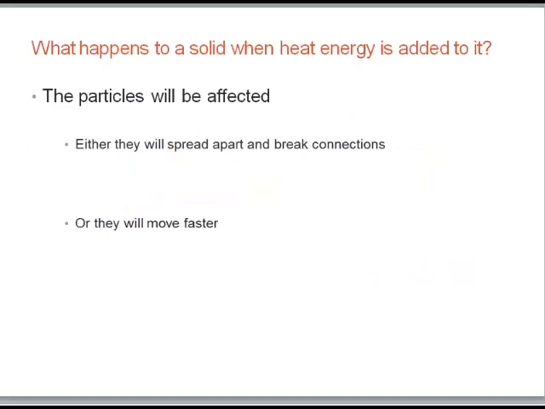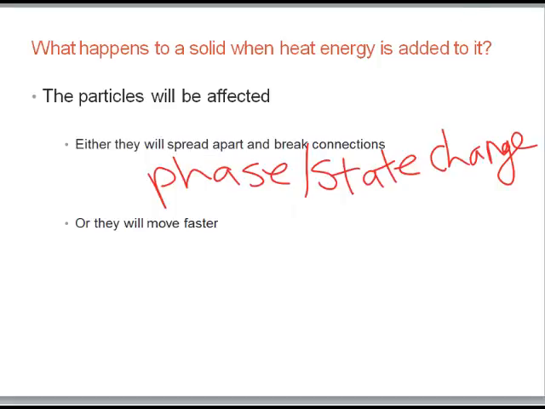So the question is, what happens to a solid when heat energy is added? You might think about ice if we're talking about a solid here. The particles will always be affected. Now there's two options. Either they can spread apart and break connections, and this would be called a phase change, or we could say a state change. Remember, phase and state mean the same thing. Or the particles could move faster.